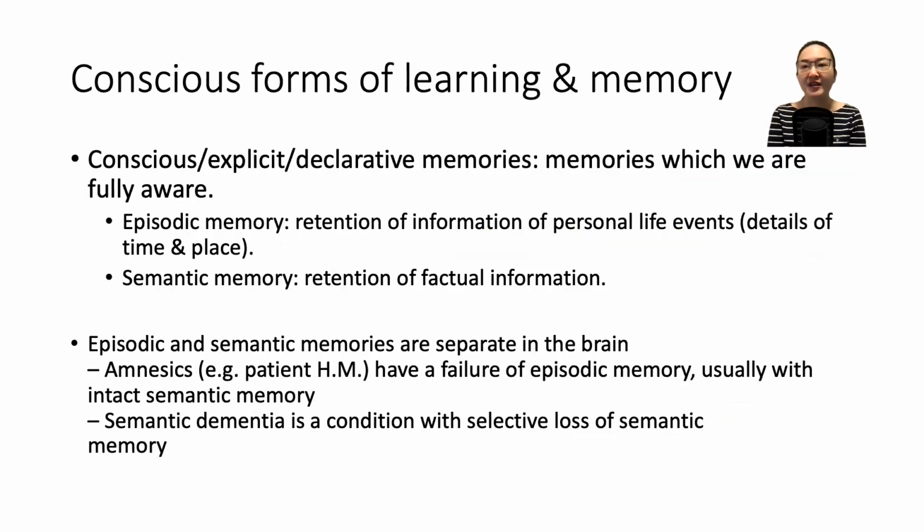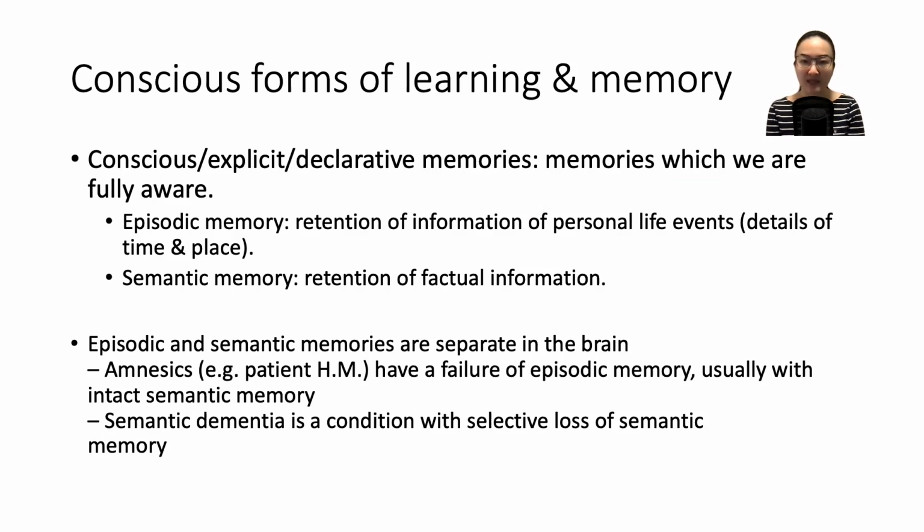Conscious forms of learning and memory. Conscious, or explicit, or declarative memories are memories of which we are fully aware. For example, episodic memory and semantic memory. Episodic memory is retention of information of personal life events, details of time and place. Semantic memory is retention of factual information.